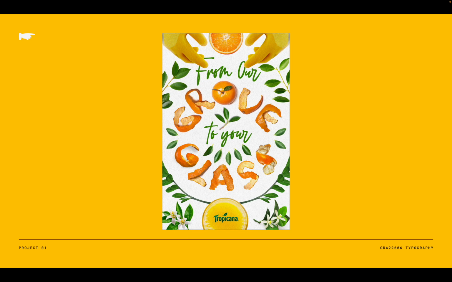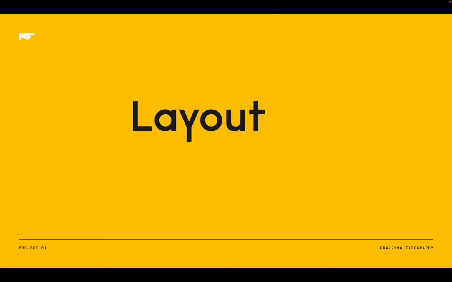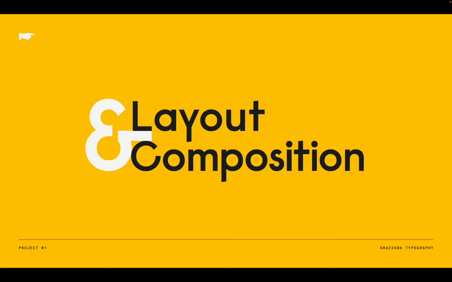There's a literal and a metaphorical journey we've taken from the farmer's gloves and a cut orange at the top, to the discarded peels making up the analog alphabet, to the freshly squeezed glass of juice at the very bottom of the poster. Now, you're going to be challenged to do a lot more than just placing all of your words top to bottom in a straight line, which brings us to talking about layout and composition.